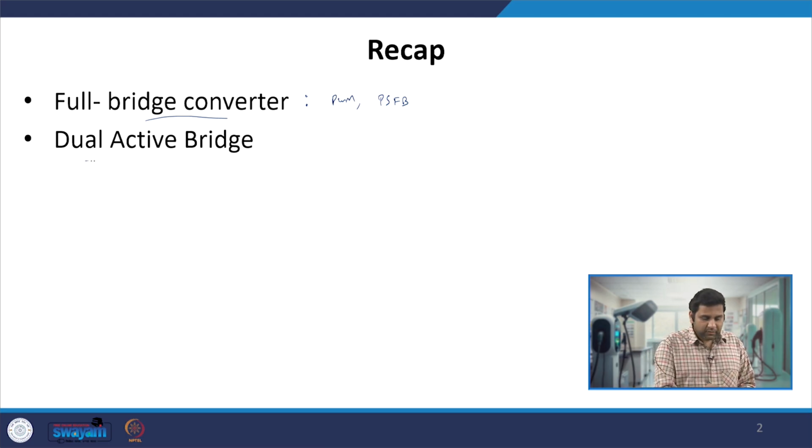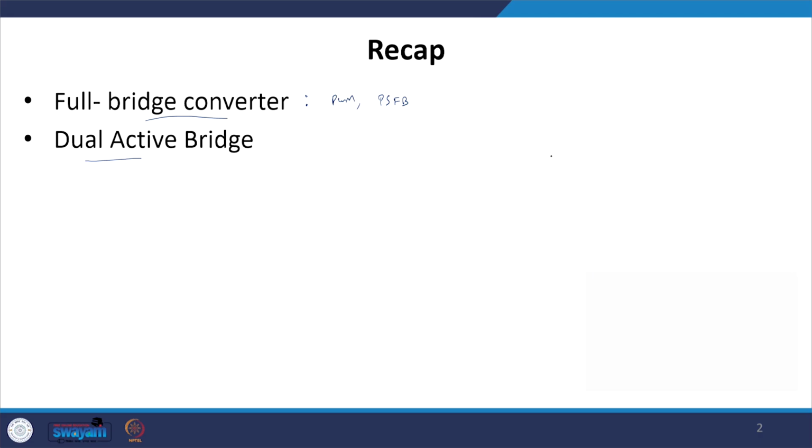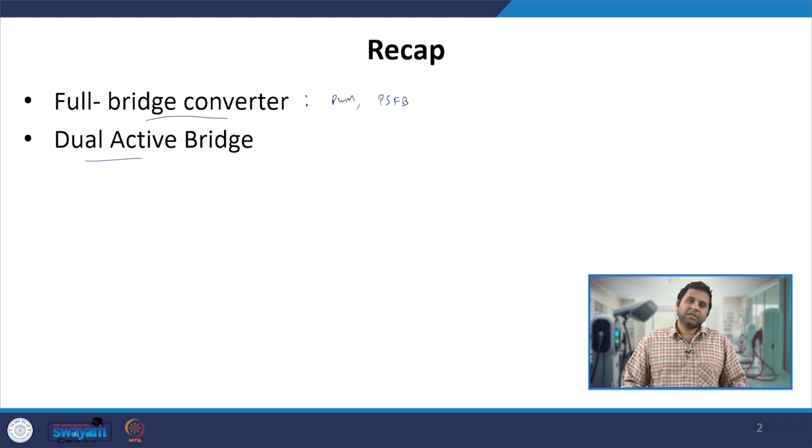After that, we moved our discussion towards the dual active bridge, where we briefly discussed the different operations of the dual active bridge. In both the converters, we use a high frequency transformer. Why do we say high frequency transformer? Because that particular transformer sees a high frequency excitation, or a high frequency AC voltage is applied across the transformer winding.